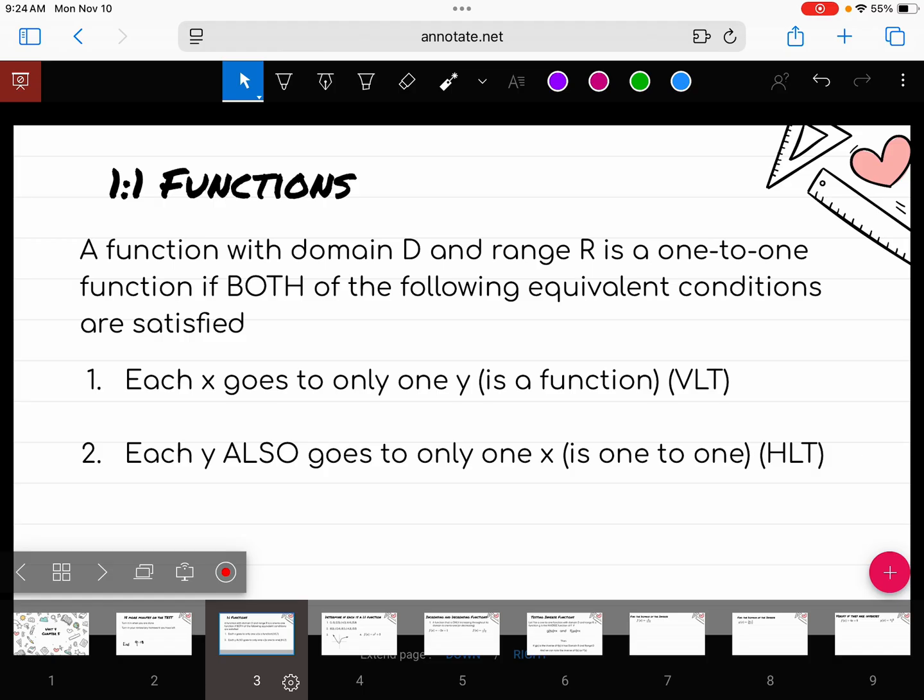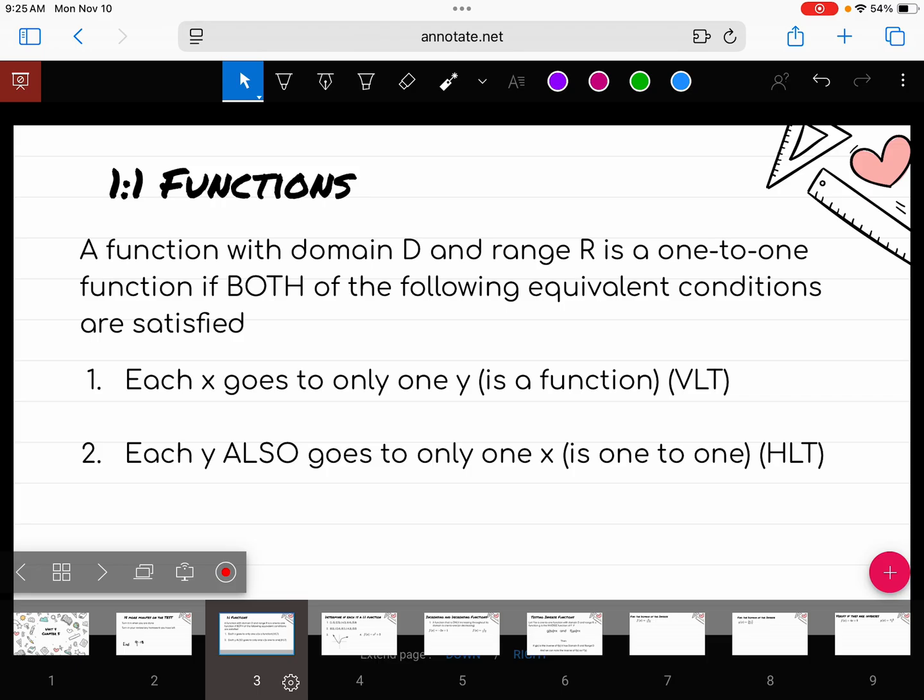It's a vibe. We're going to start by talking about functions and one-to-one functions because we're going to be working with inverses. We're going to be switching our x's and y's. That means in order for us to have an inverse, the function has to be one-to-one. So when we have a function that's one-to-one, what that means is each x goes to only one y. That's our rule for a function.